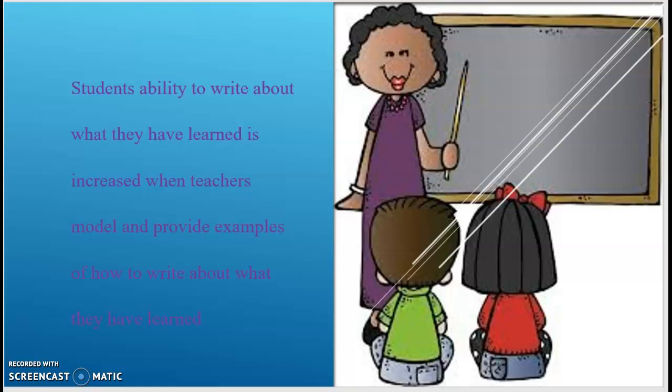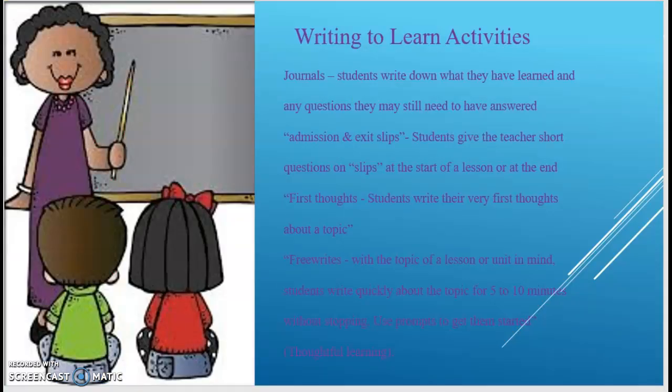Students need to see how they can write about a subject in a different way than writing with grammar and punctuation. Some writing to learn activities that I will use in my classroom are journals. Students will write down what they have learned and any questions they still need to have answered. Admission and exit slips: students give the teacher short questions on pieces of paper at the start or at the end of a lesson.